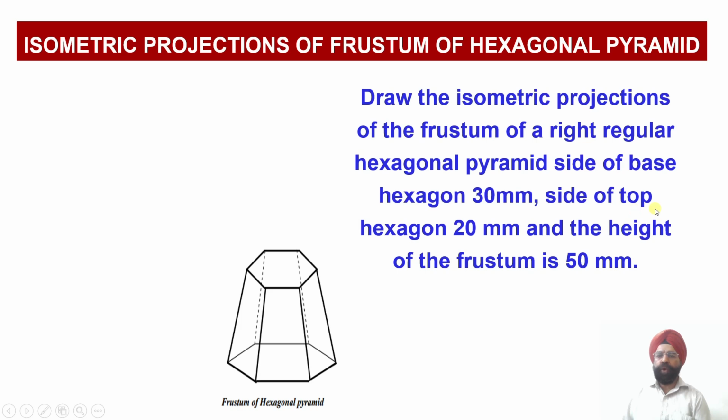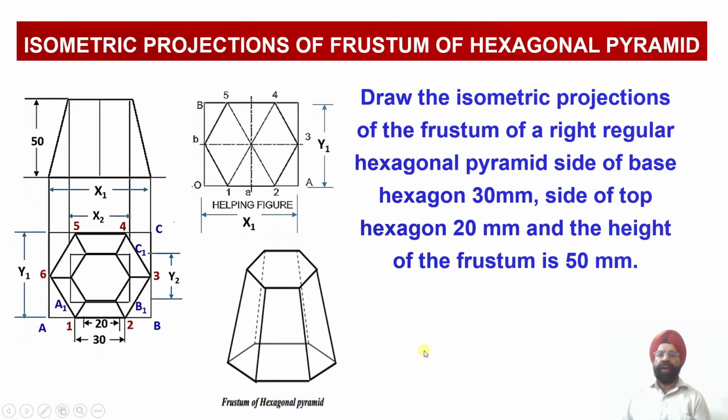Then side of top hexagon is equal to 20 millimeter, and the height of the frustum happens to be 50 millimeter. Since this is a hexagonal pyramid, it has been cut by a cutting plane parallel to its base. So the remainder solid is called frustum of the hexagonal pyramid. In this frustum, the base edge happens to be 30 millimeter, the edge of the top face is equal to 20 millimeter, and the axis height of the frustum will be 50 millimeter.